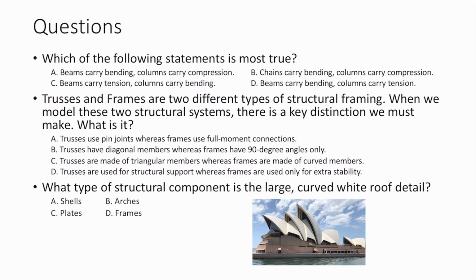The last one is, what type of structural component is the large curved white roof detail? A. Shells. B. Arches. C. Plates. D. Frames. Feel free to pause the video and solve the problem on your own.